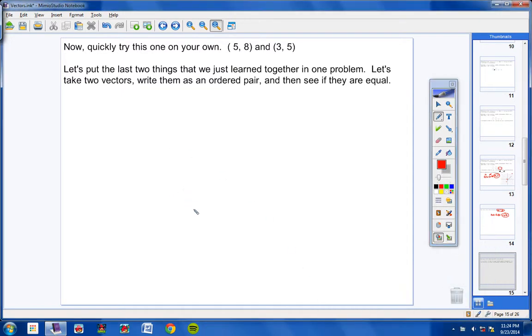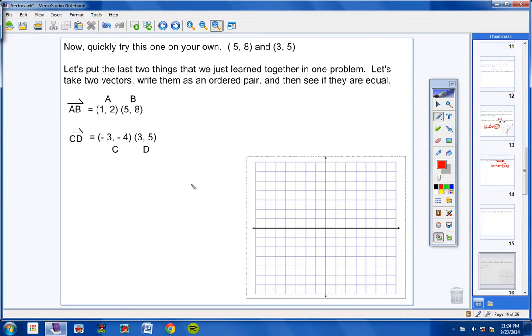Okay, students, let's put the last two things that we just learned together in one problem. Let's take two vectors, write them as an ordered pair, and then see if they're equal. All right, so here we go. Take some really good notes, please. Now you're learning some new notation. I'll write it real big here so you can see it.